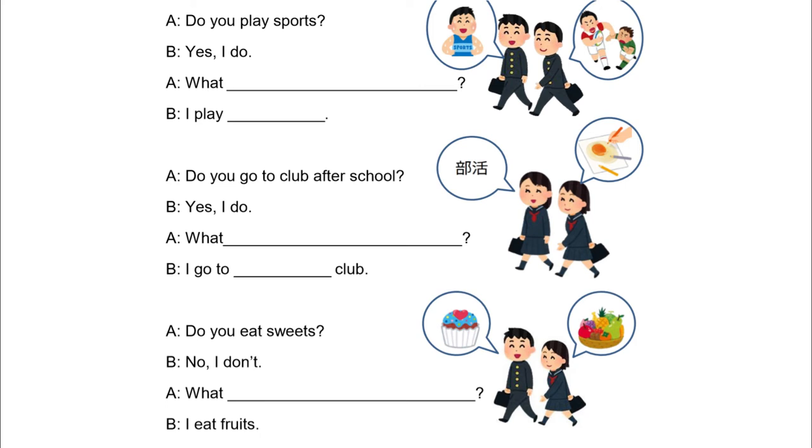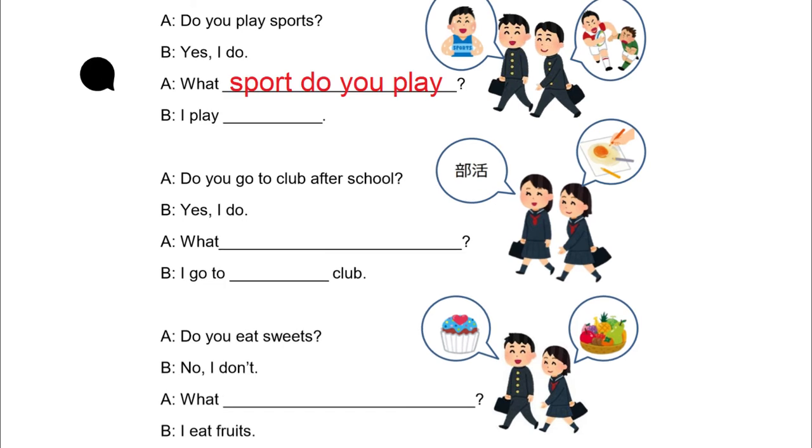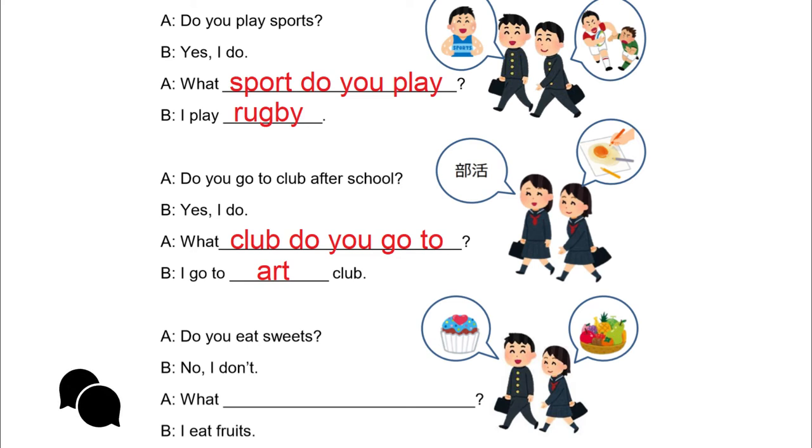Conversation 1. Do you play sports? Yes, I do. What sport do you play? I play rugby. Conversation 2. Do you go to club after school? Yes, I do. What club do you go to? I go to art club. Conversation 3. Do you eat sweets? No, I don't. What food do you eat? I eat fruits.